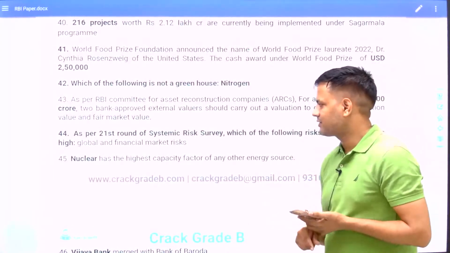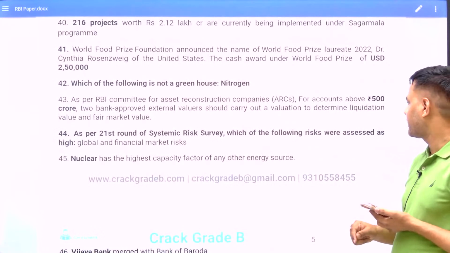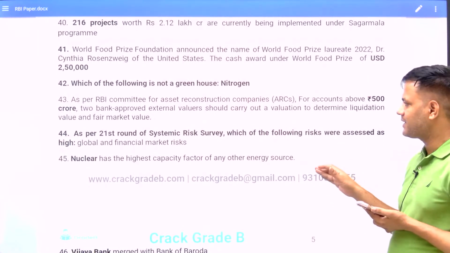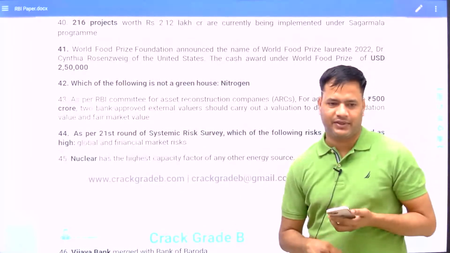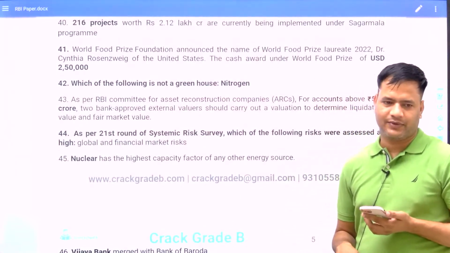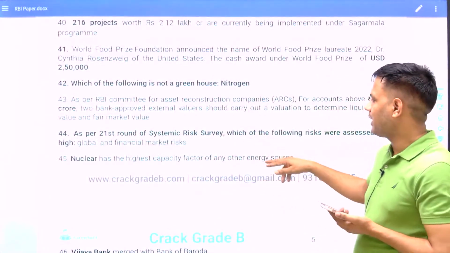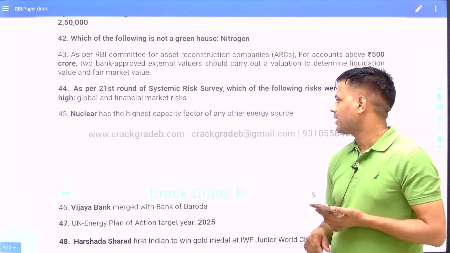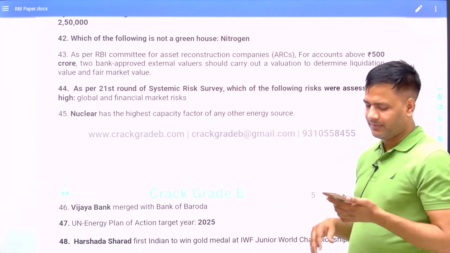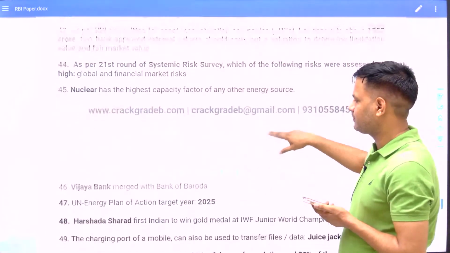As per the 21st round of systemic risk survey, which of the following risks were assessed as high? So global and financial market risks were assessed as high, while other risks were assessed as medium. This is also from the RBI website. Which is the highest capacity factor of any other energy source? Highest capacity factor was asked. So nuclear is the right answer for this.